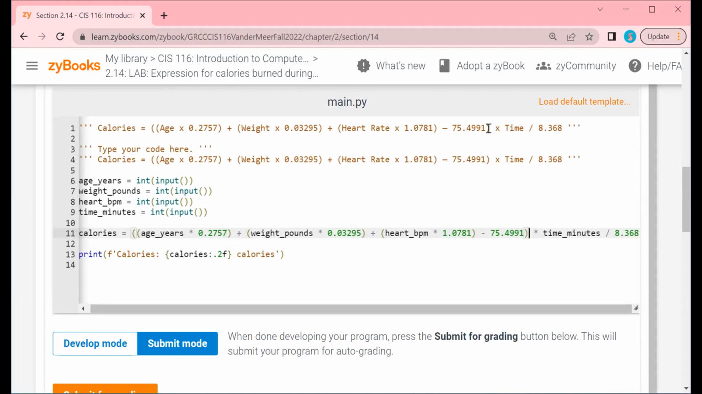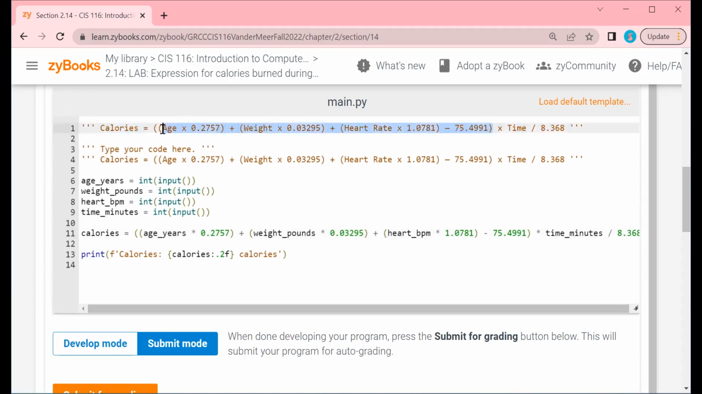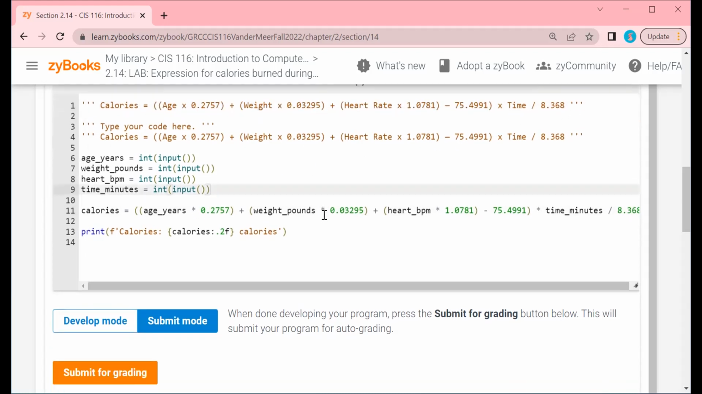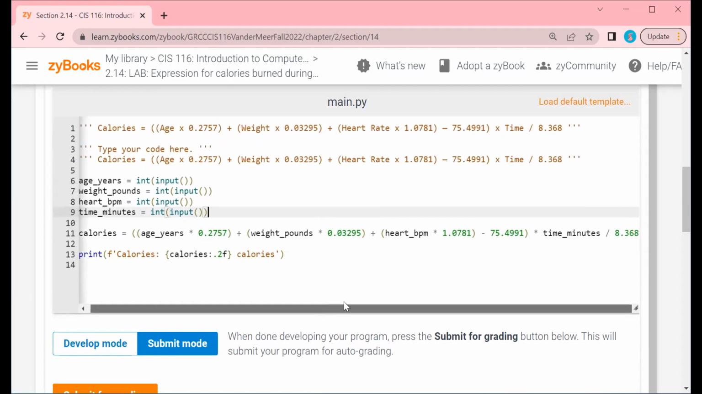So basically your age, your weight, and your heart rate are calculated against these variables, and then you multiply by the time that you exercise. And the time doesn't need to be in any kind of paren at all. No, it's because it's multiplying time, the minutes divided by 8.36 last.